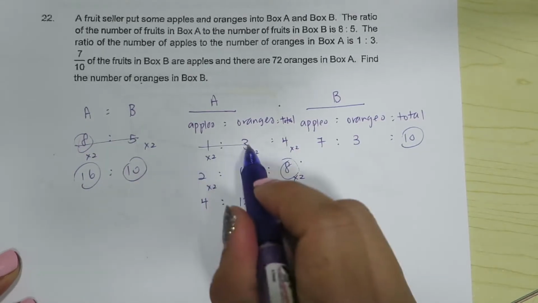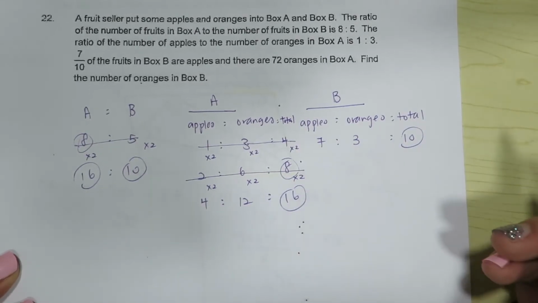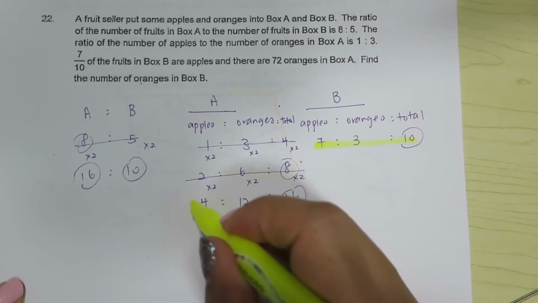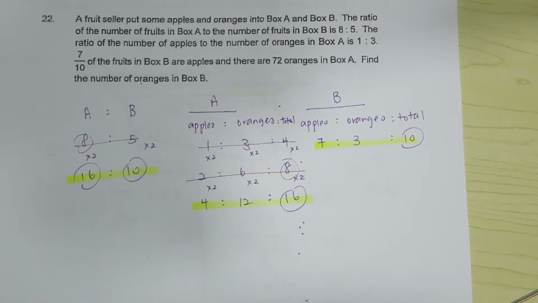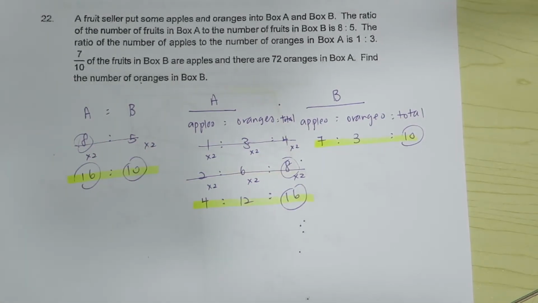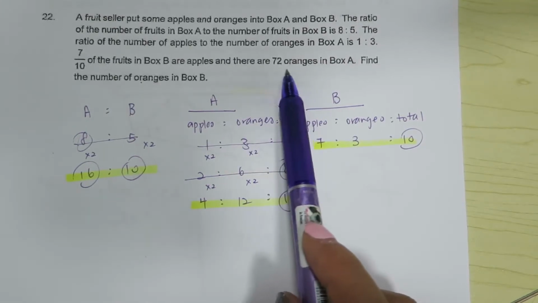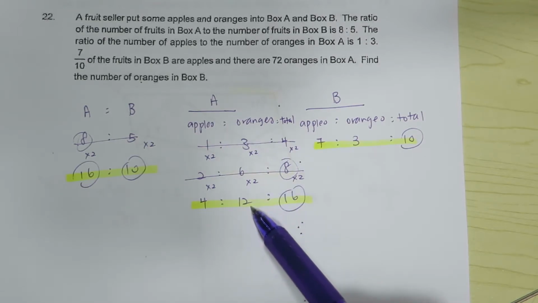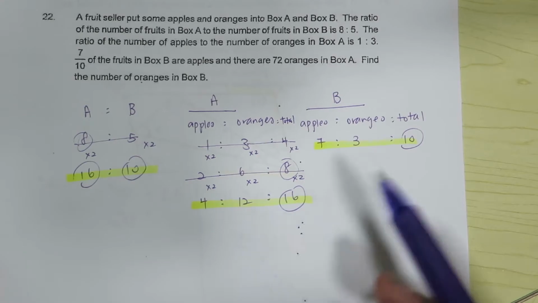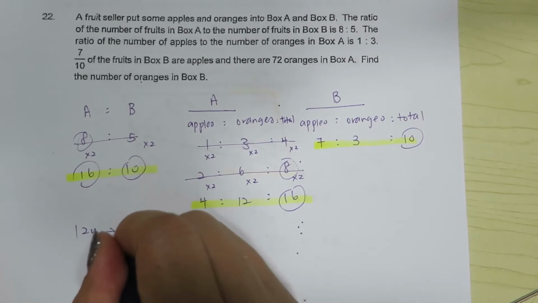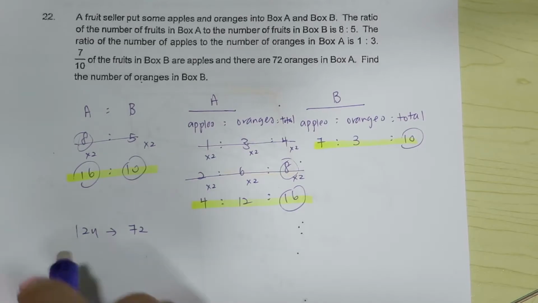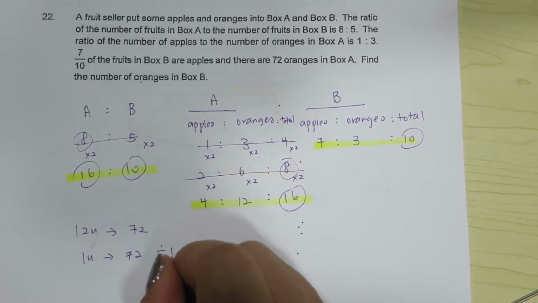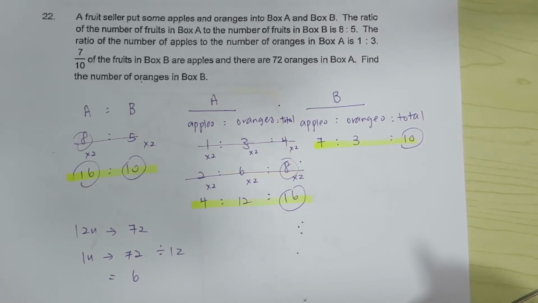I don't want the rest anymore. Let me strike them out so we don't get confused. What I'm going to use would be this, this, and this. Now my ratio is sorted out. I'll go look for my clue. 72 oranges in box A. That's represented by 12 units. So 12 units is 72. So 1 unit would be 72 divided by 12, which is 6.